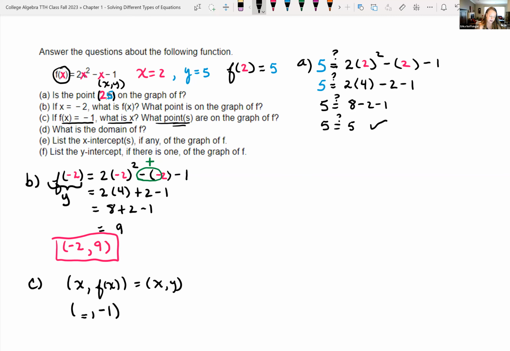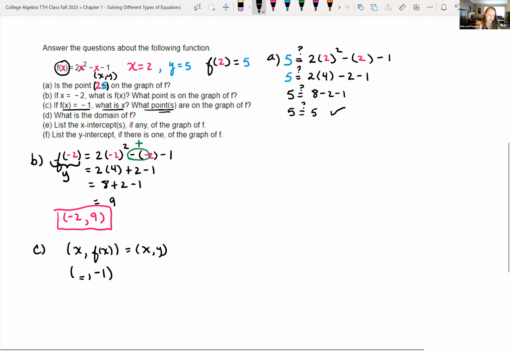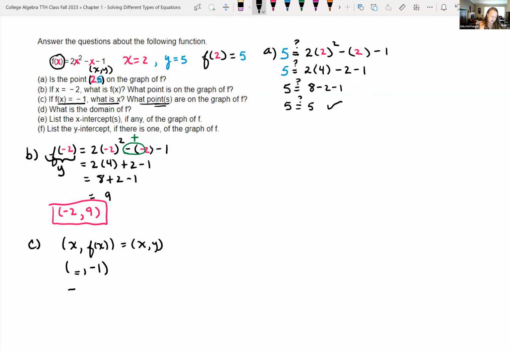So I'm going to go over here and set my equation equal to -1. So I have -1 is equal to my equation 2x squared minus x minus 1. And so now I want to solve for the value of x for that equation that would give me back an output of -1. So I see that I have a quadratic equation. And so to go about solving quadratic equations, usually we want to set it equal to 0. And so we can do that right here by adding 1 to both sides of our equation.